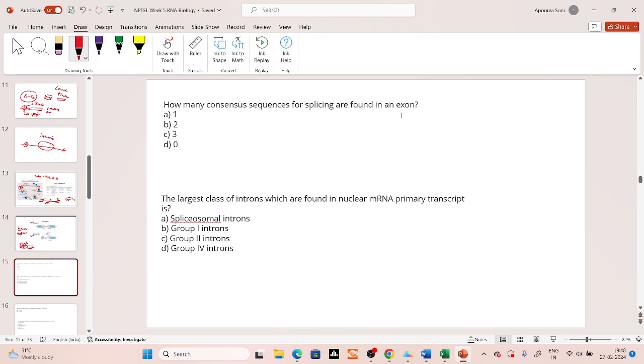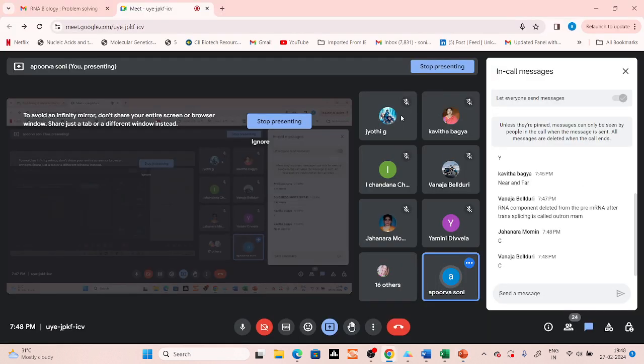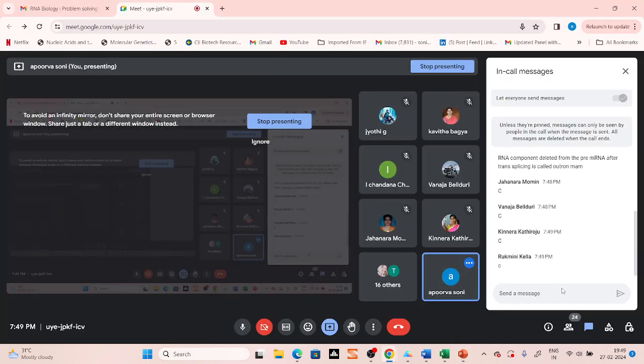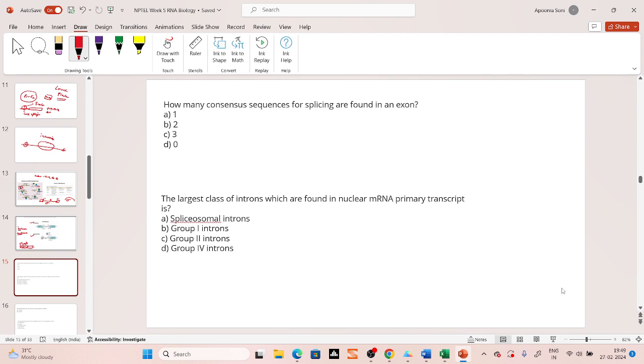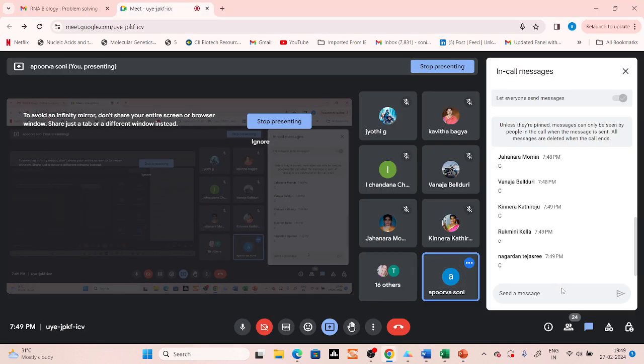Okay, let's see. Vanuja has replied RNA component deleted from the pRNA after transsplicing is all okay. Jahnara has said C, Vanuja has said C, Rukmini has said C. Kinnera has also said C. So can anybody tell me what are those three components that you are saying? That consensus sequence, what are those consensus sequences? Tejasri is also saying C.